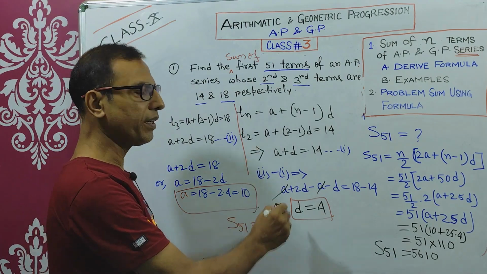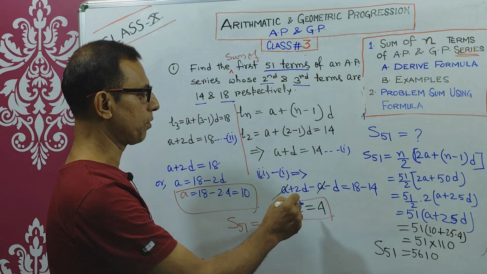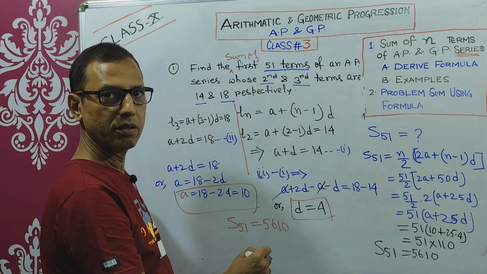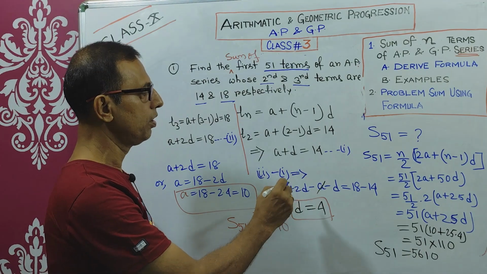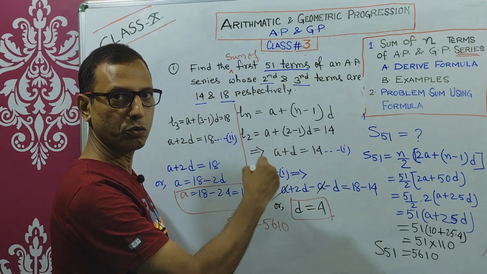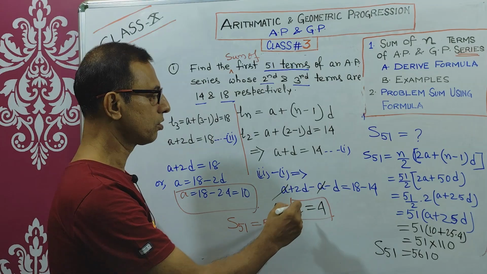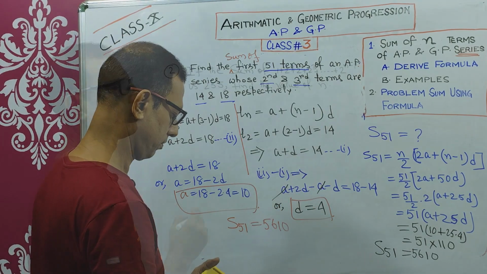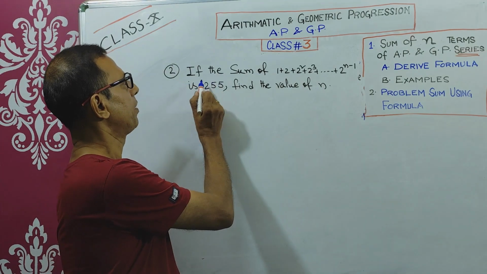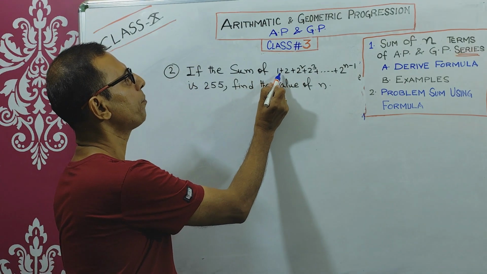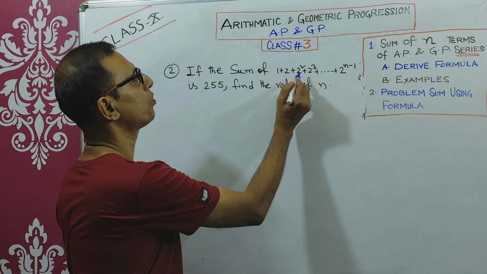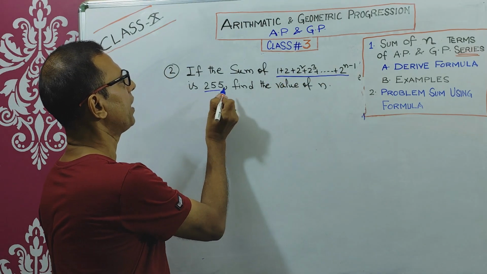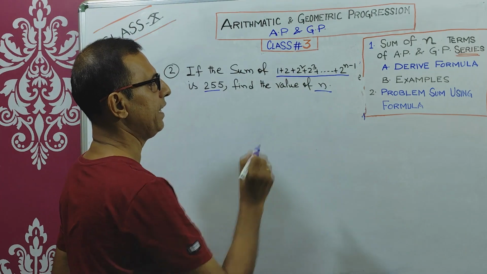Got it? I have already explained this kind of problem in my earlier video where A and D are not directly given, but the nth term is given. So if you have two unknowns, with two equations you can find the two unknowns. So that's how you solve for the values of A and D, right? Okay. Second problem. If the sum of 1 plus 2 plus 2 square plus 2 cube plus 2 to the power n minus 1 is 255, find the value of n.